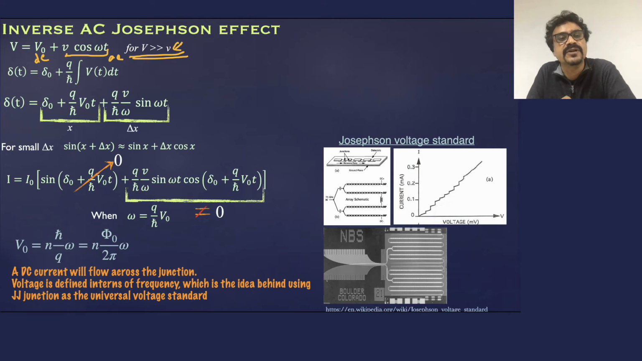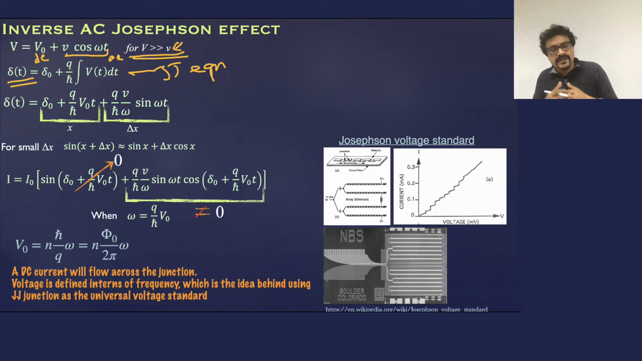Okay. Now, from the Josephson equation, we have the time varying phase difference is delta 0 plus q by h bar integral V(t) dt. Now we have a voltage which is a function of time because you have an AC term. Okay.